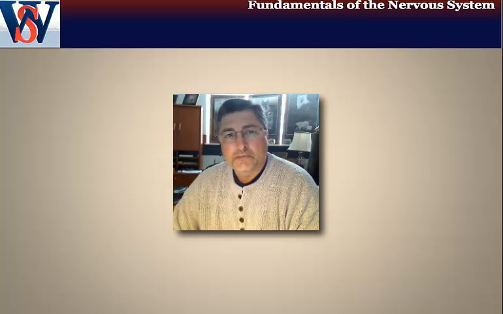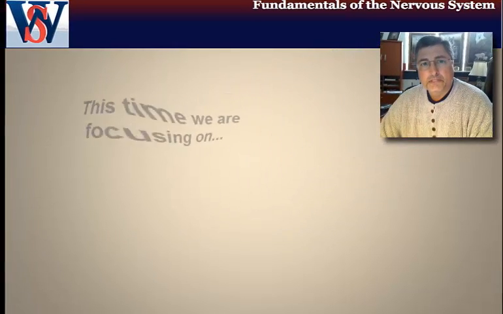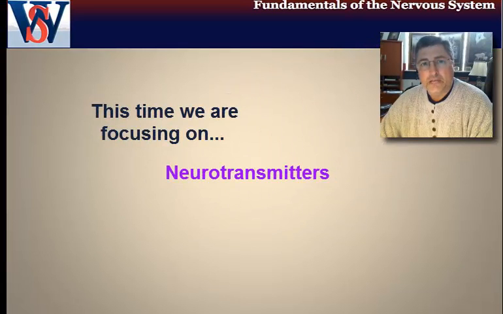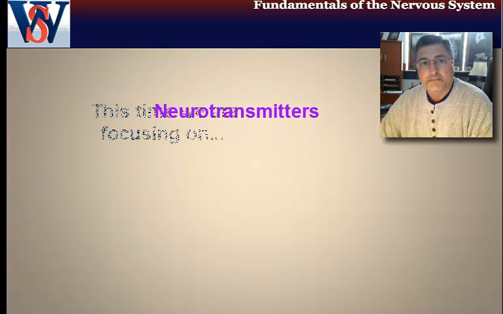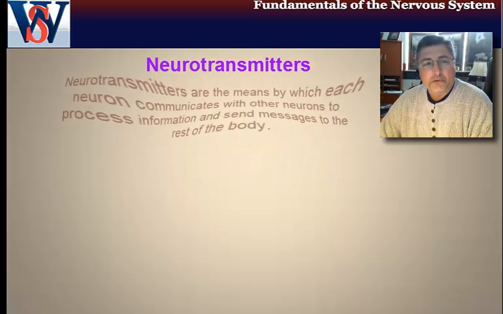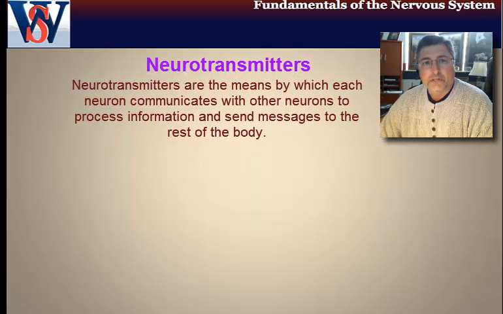And that electrical event would stimulate calcium ion channels to open up at the axonal terminal. And we talked about the calcium triggering the release of neurotransmitters into the synaptic cleft. Well, this time around, we want to look at what types of neurotransmitters there are and what a neurotransmitter is, by definition. Neurotransmitters are the means by which each neuron communicates with other neurons to process information and send messages to the rest of the body.